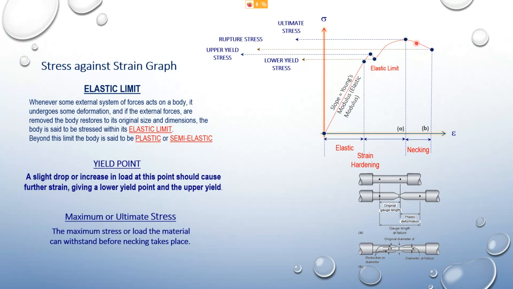So you can see when there is a slight increase in force or stress to the specimen after this point, it will undergo a very significant reduction in cross-sectional area around the middle portion within these 2 points. So that is called necking. That is your ultimate stress.